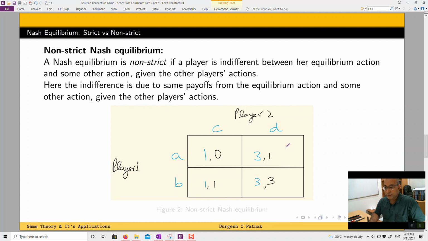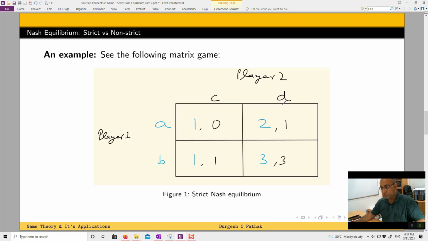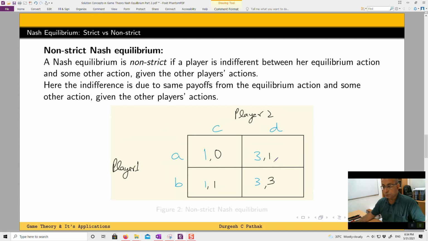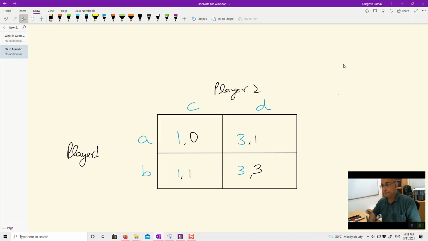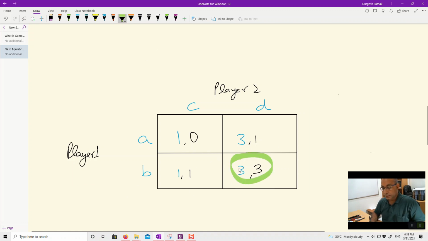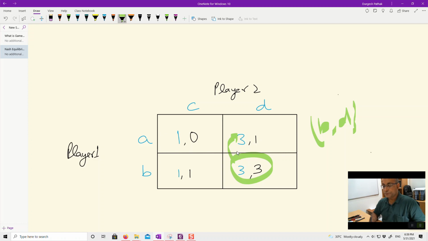What I have changed is the payoff of player 1 from action A when player 2 is playing D, from 2 to 3. Now you see that player 1 is indifferent between playing A and B when player 2 is playing D. So 3 is equal to 3. He is indifferent. So see here, this is a Nash equilibrium, and we have equilibrium actions again B and D.